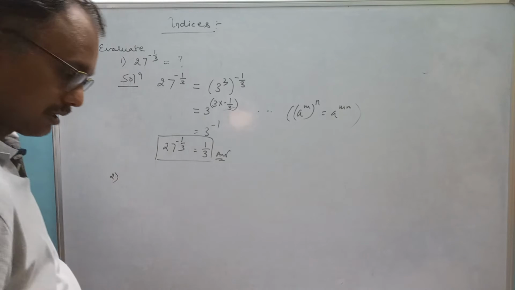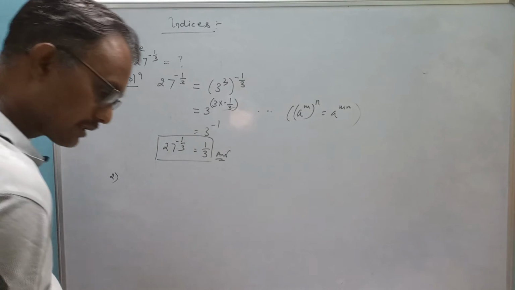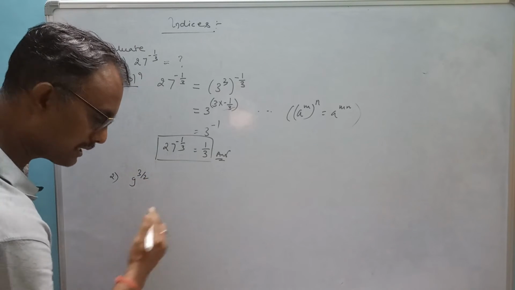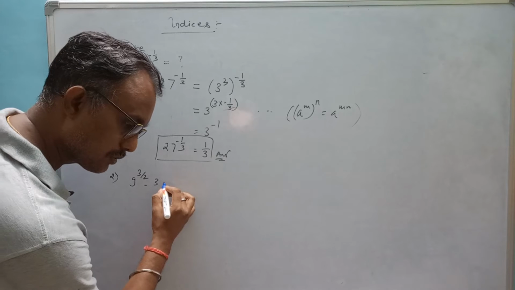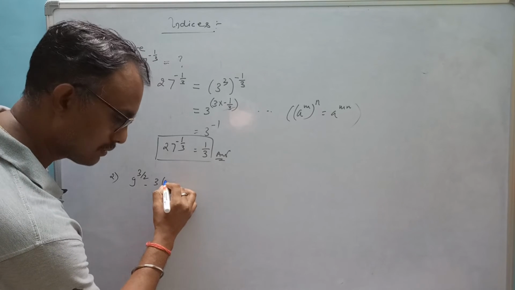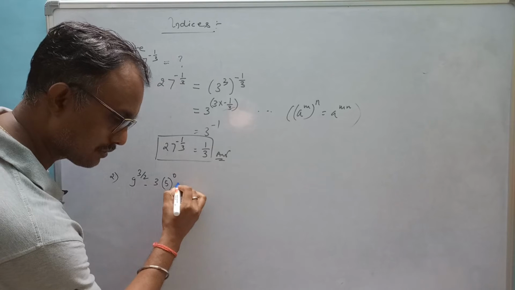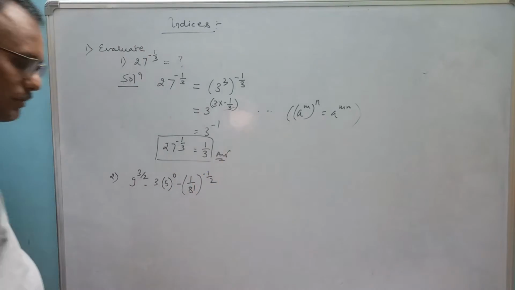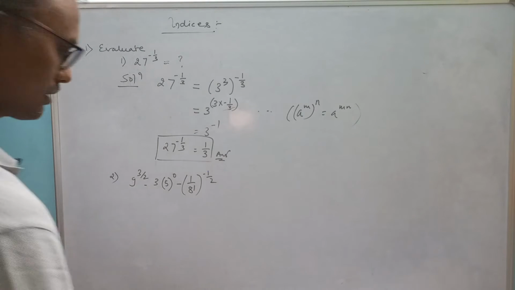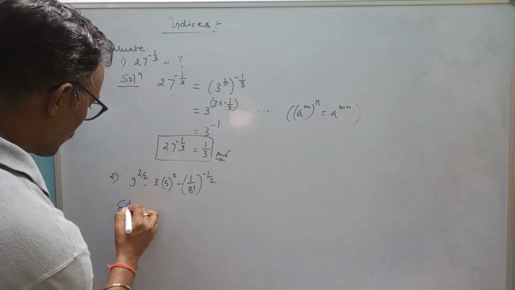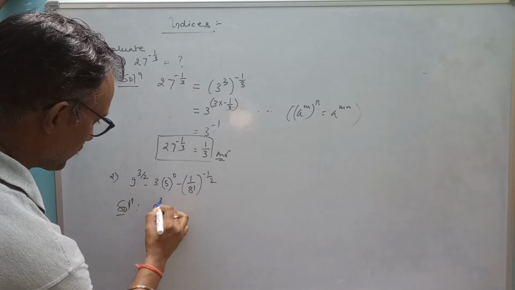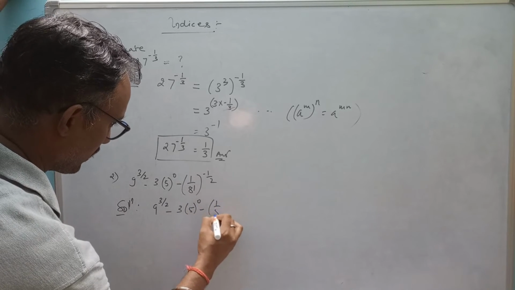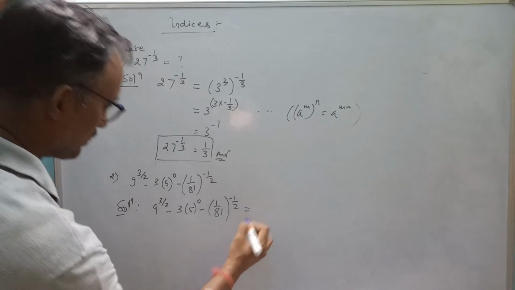Second. 9 raised to 3 by 2 minus 3 into 5 raised to 0 minus 1 upon 18 raised to minus 1 by 2. कुछ नहीं. We will solve it by property and rules. 9 raised to 3 by 2 minus 3 into 5 raised to 0 minus 1 upon 81 raised to minus 1 by 2 can be written as.